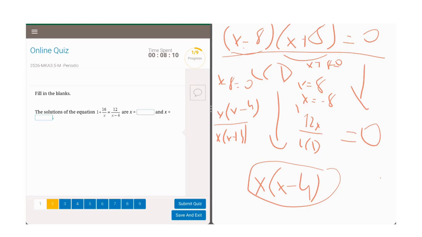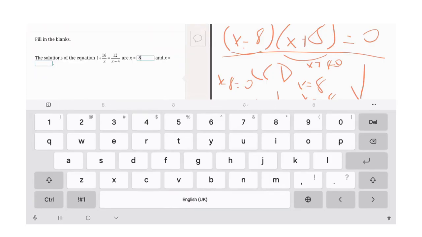Don't just finish there. We need to check on the denominator, which is this. If we put 8, will any of them become 0? Because if it becomes 0, it's undefined, and it will not be a solution. So 8 into 8 minus 4 would be 8 times 4, 32. Now let's try negative 8. Negative 8 into negative 8 minus 4. So negative 8 times negative 12, so it'll be positive 96. None of these are equal to 0. So the solutions are x equals 8 and x equals negative 8.